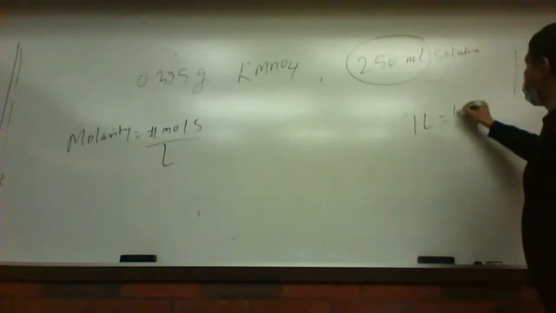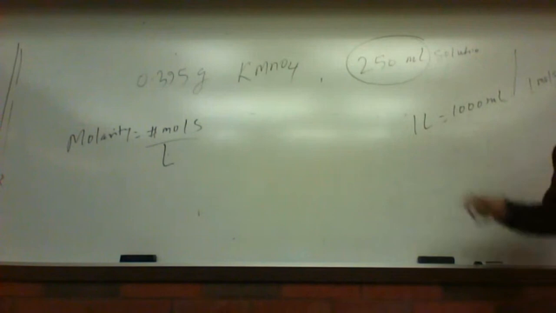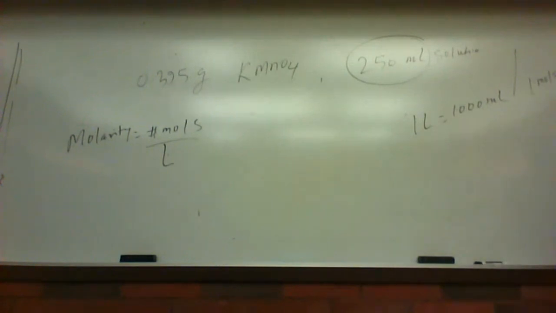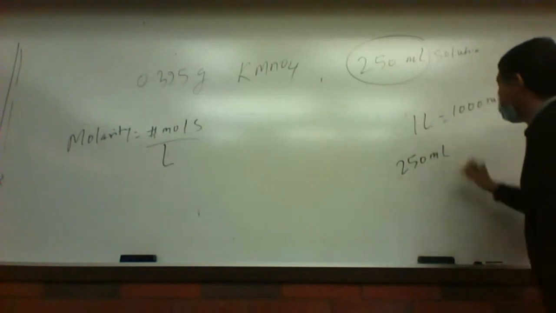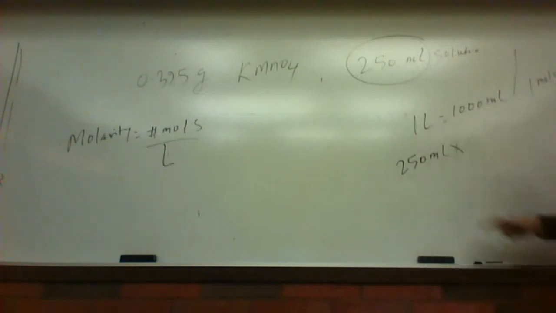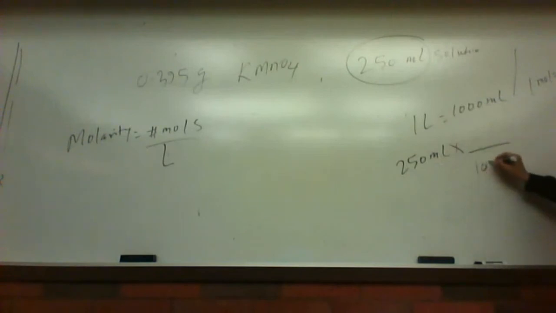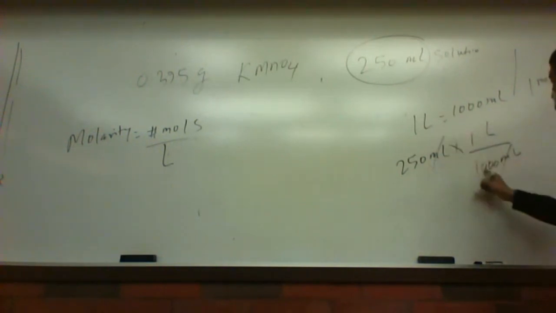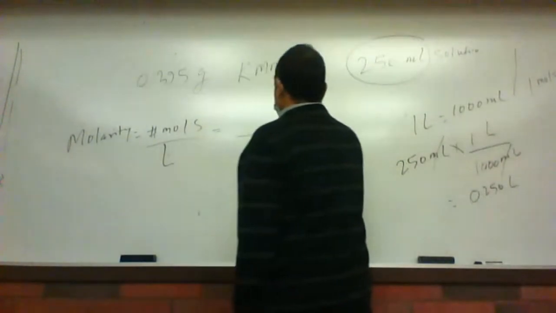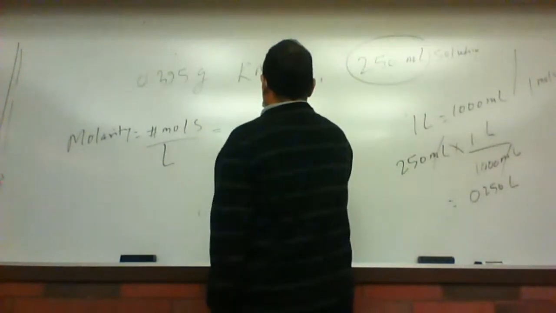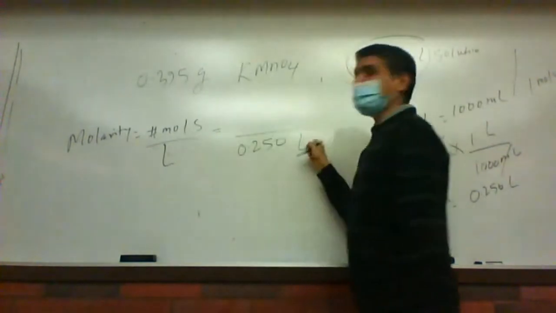So 1 liter of anything is equal to 1000 ml, right? Now I need to convert this ml to liter. So I have 250 ml. I want liters, so I put this factor in such a way that the ml cancel. So 1000 ml down here, 1 liter up here. Just the conversion. Now ml cancel. So 250 divided by 1000 gives you 0.250 liter. So I put 0.250 liter here. So this is liter.